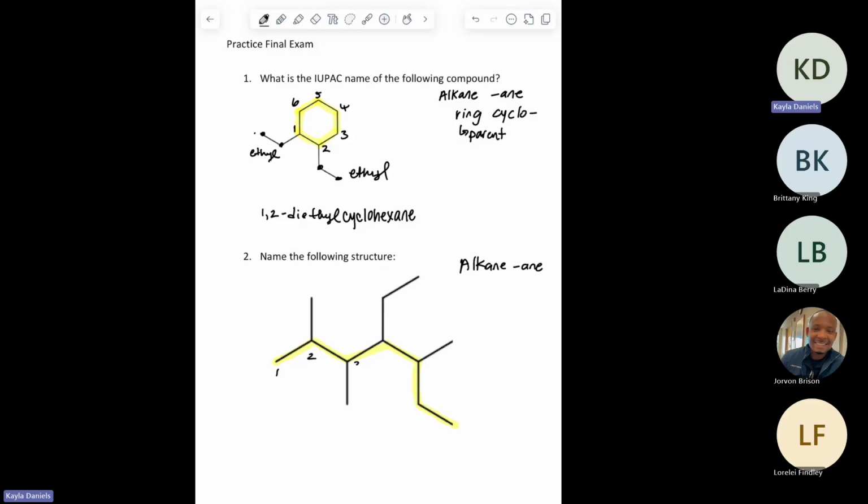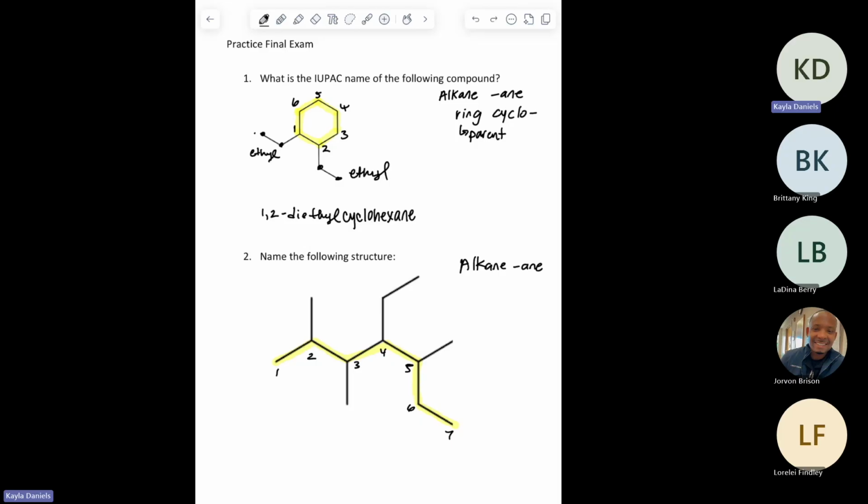1, 2, 3, 4, 5, 6, 7. Versus this would be 6 if we went straight across. This would be 5, 6. Yes, so I believe it's 7. All right. So just to figure out where the main chain was, I numbered it, but I'm not sure.